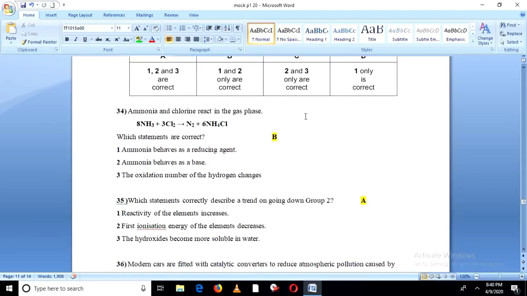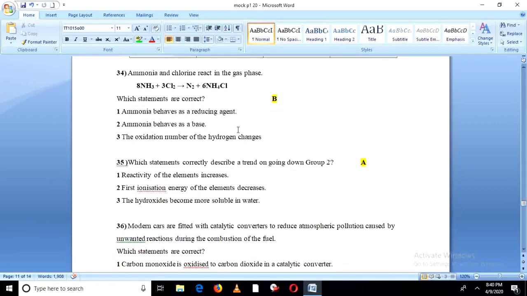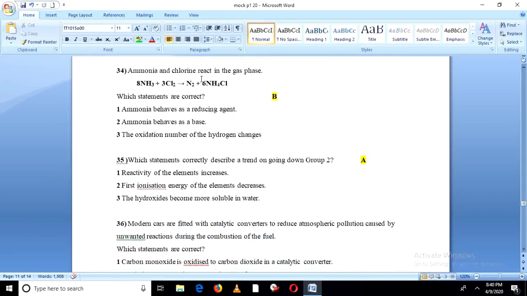In the case of the 34th MCQ, ammonia and chlorine react in the gas phase. Here is the reaction. Which statements are correct? First, ammonia behaves as a reducing agent. You can see on the left side that nitrogen has an oxidation state of 3 negative, while on the right side it has an oxidation state of 0. So it has lost electrons, so it is a reducing agent. Our first statement is correct.